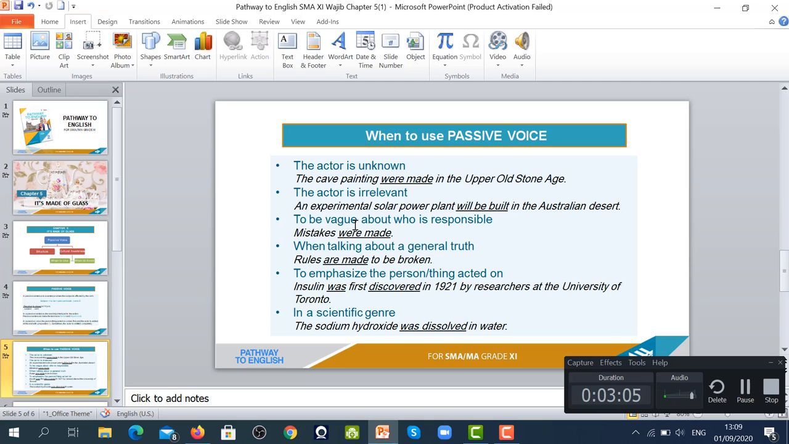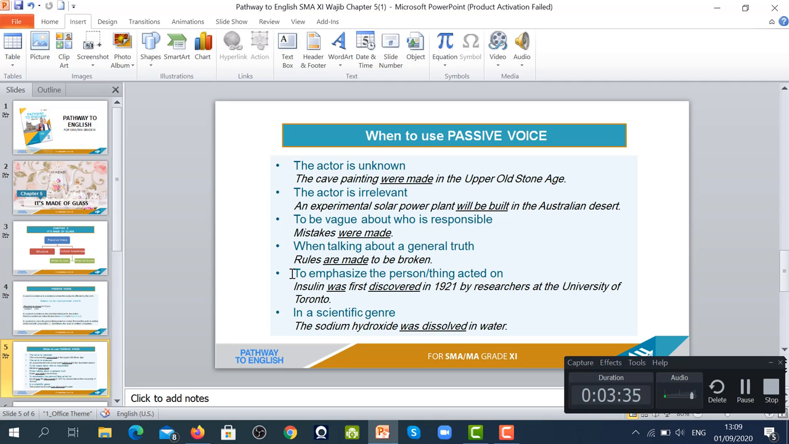Vague means not clear, not sure. Samar-samar in English. For example, mistakes were made. Jadi tidak jelas yang membuat kesalahan siapa. But we can make it in a passive voice. And then number 4, when we're talking about a general truth. For example, rules are made to be broken.